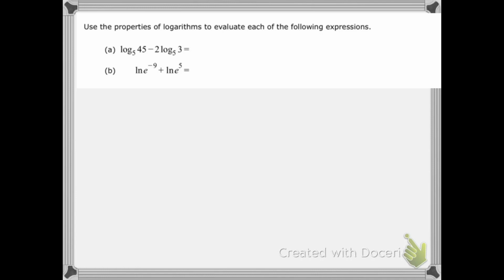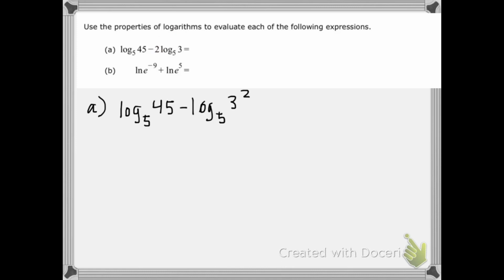Taking letter A here, the properties of logarithms say that I can rewrite this second term as log base 5 of 3 squared. So this 2 here, the coefficient 2, can become the power of the argument. And this is a property of logarithms that we know.